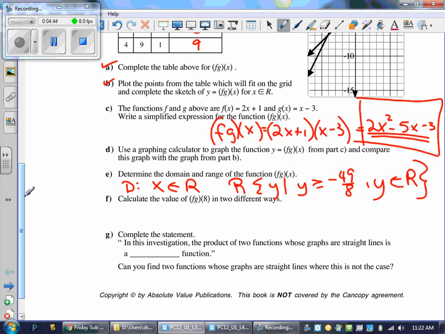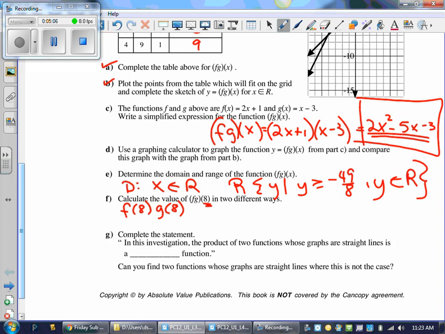So now it says calculate the value of f of g of 8 in two different ways. So you can do this two different ways. You can plug this number 8 directly into the function 2x squared minus 5x minus 3, the quadratic, or you could do them individually. So those are our two options. So we could do f of 8 and multiply it by g of 8.